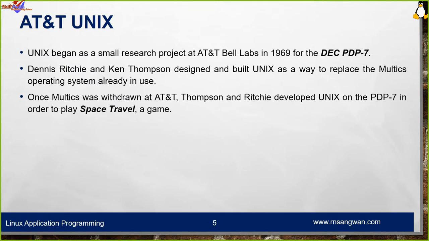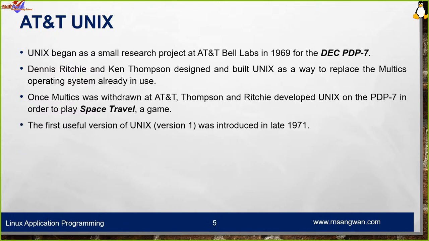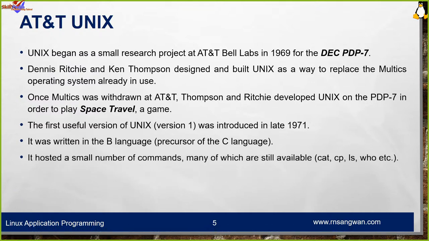Once Multics was withdrawn at AT&T, Thompson and Ritchie developed Unix on the PDP-7 in order to play a game, Space Travel, which was a popular game at the time. The first useful version of Unix was introduced in 1971, and it was written in the B language, that is the precursor of the C language.